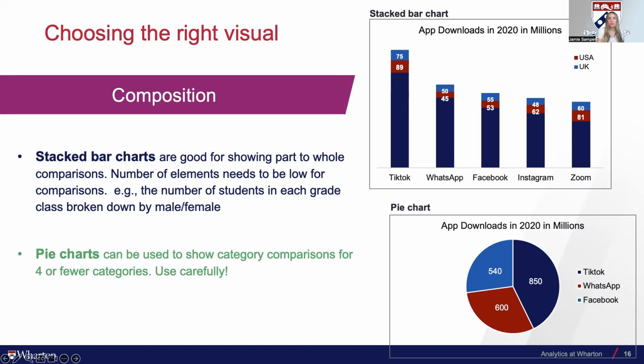Pie charts can also be used to show composition. Keep in mind that they really lose their interpretability when you have 4 or more categories. So be very careful about when you use a pie chart. Make sure that you're only showing about 3 or less categories.